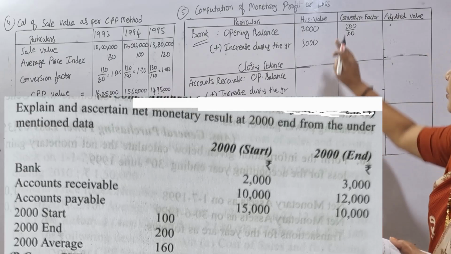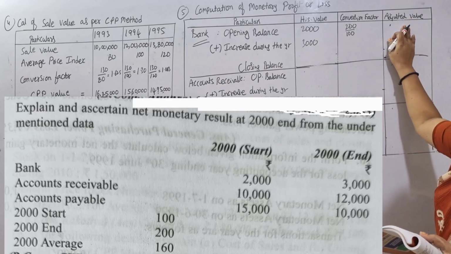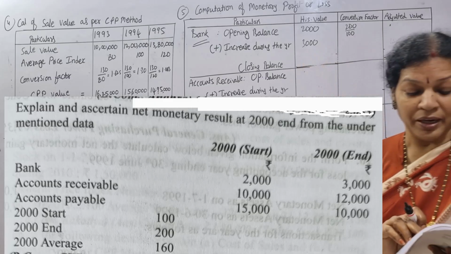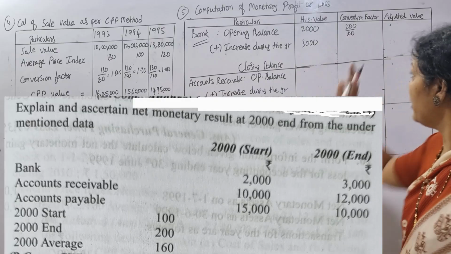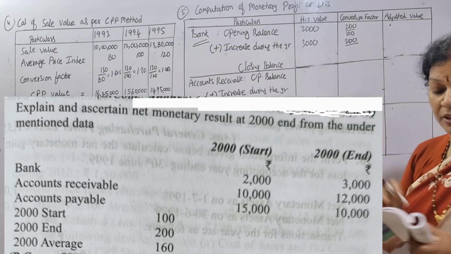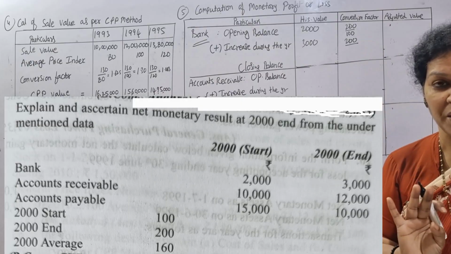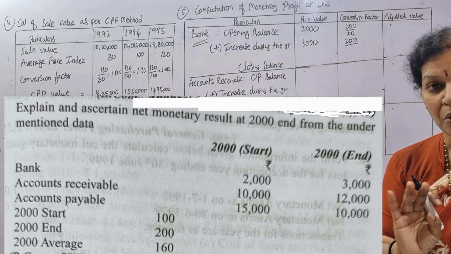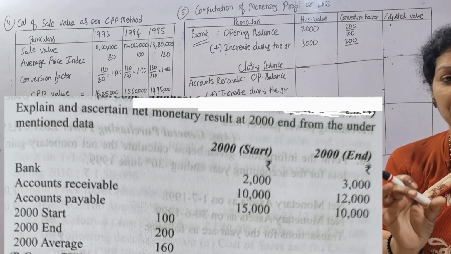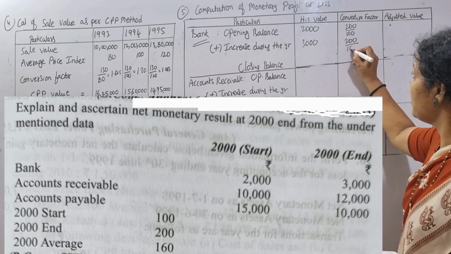Okay. We'll calculate 2000 into 200 by 100. Whatever we get, we'll write here. In the same way, increase during the year. For that, we'll take the average. 200 is as it is. Always you'll take the 200. 200 divided by, here you'll take the average. Average is how much? 160 it is given. Average is always used for whether it is increasing or decreasing of the given asset or liability. So this is 200 by 160.